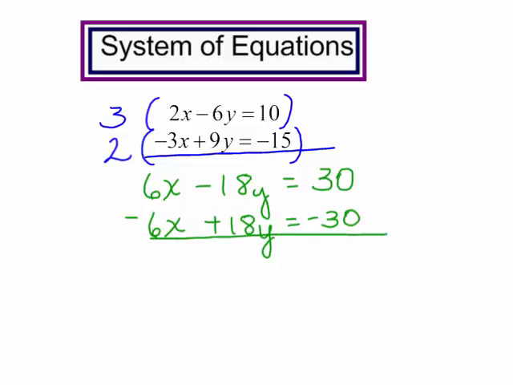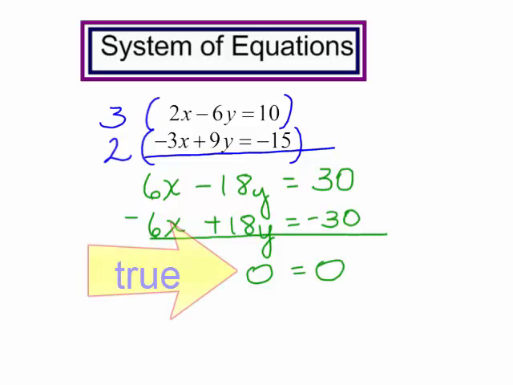Let's add them up. 6x and negative 6x, they cancel. They are eliminated. I planned it that way. Negative 18y and a positive 18y also cancel. I have 0 on the left side. On the right side, 30 and a negative 30 is 0. I lost my variable. There is no x or y, but 0 equals 0 is a true statement. These must be the same line.